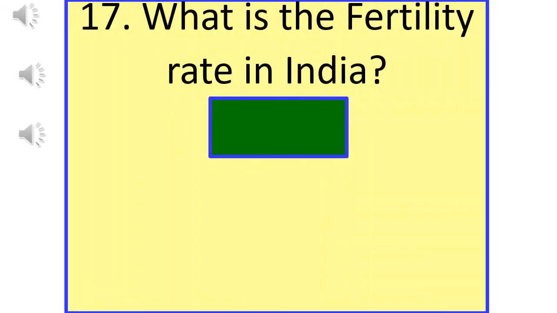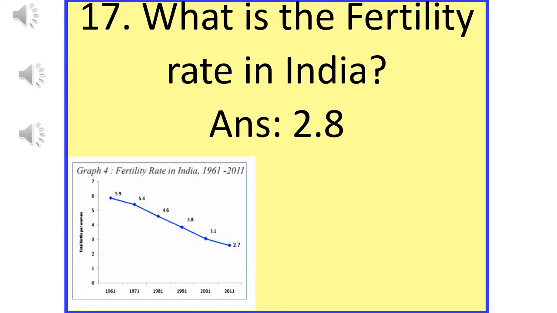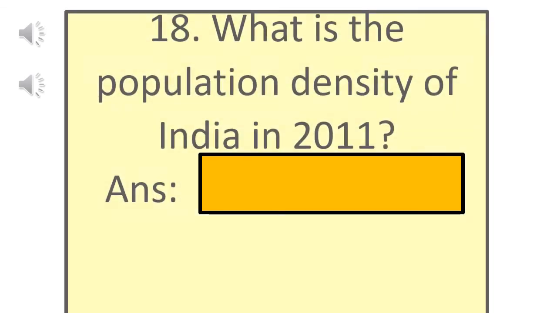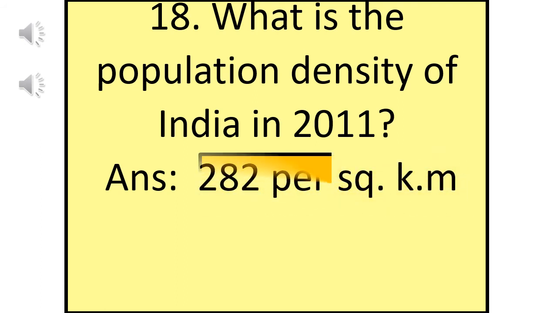What is the fertility rate in India? 2.8. Fertility rate image. What is the population density of India in 2011? 282 per square kilometer.